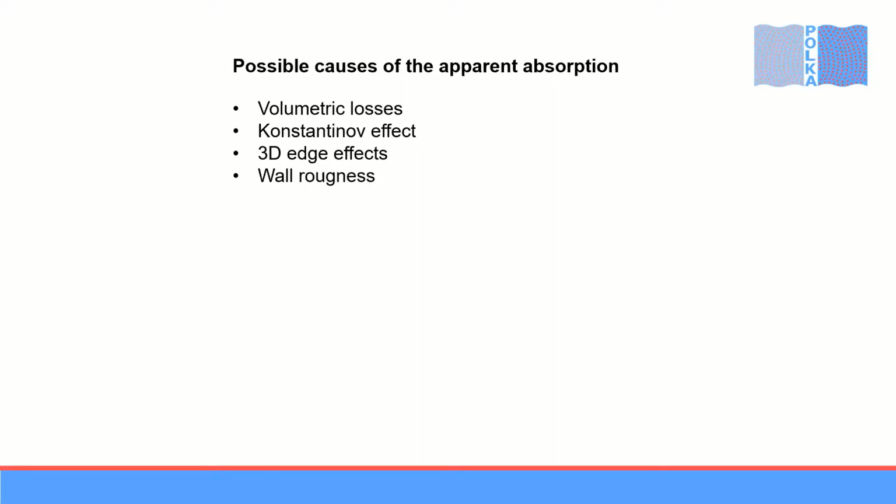And then the 3D edge effects, that is at the solid termination, could there be some strange vortices or other things created in the corners? And then the wall roughness related losses, that the walls are not completely smooth, could also be a candidate. And well, to make the story short, the investigation showed that the first 3, the effect of these seemed to be too small, but the wall roughness could possibly be the cause for the extra absorption.